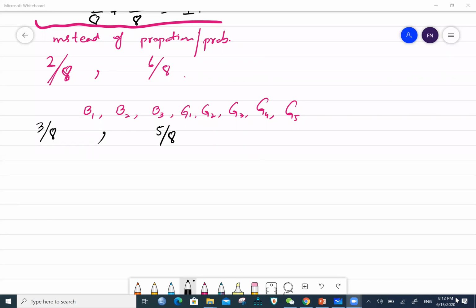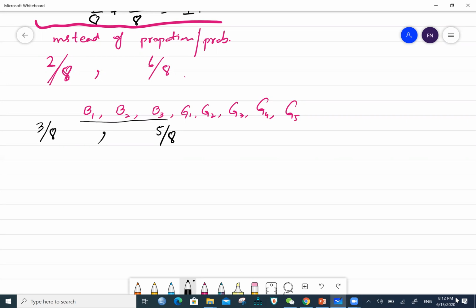Crystal. Because out of 8 options, you only have 3 chances to select the boy, which is 3 by 8. Very good. Is that clear to everybody?